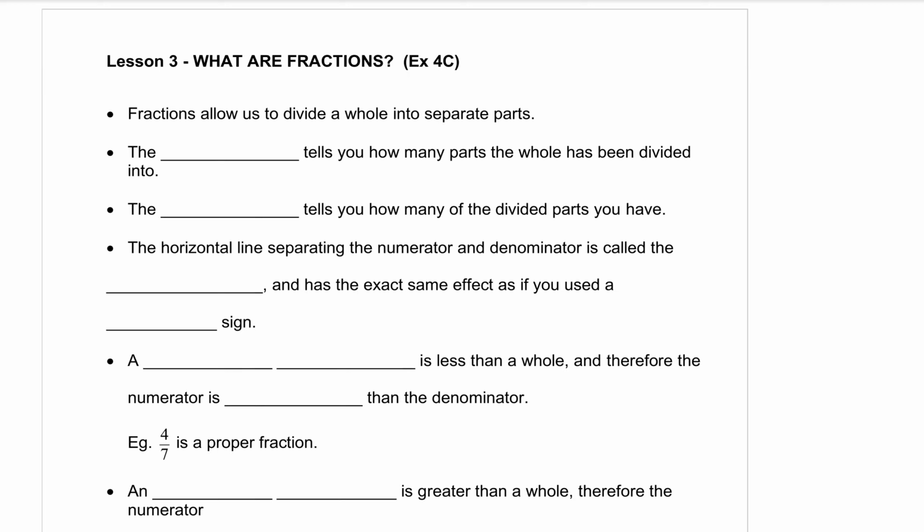Fractions allow us to divide a whole into separate parts. The denominator, D-E-N-O-M-I-N-A-T-O-R, to spell that, tells you how many parts the whole has been divided into. The numerator tells you how many of the divided parts that you have.